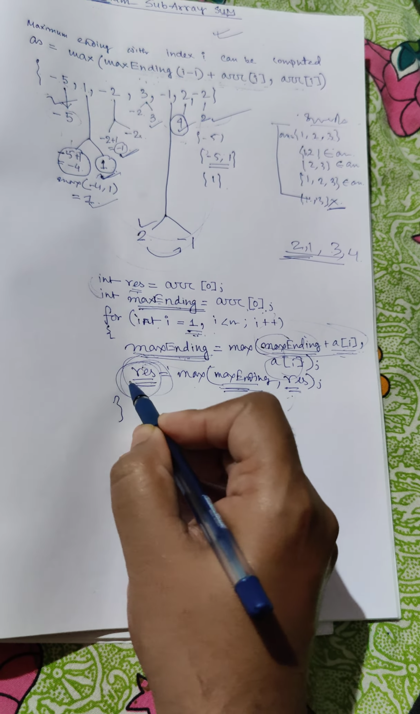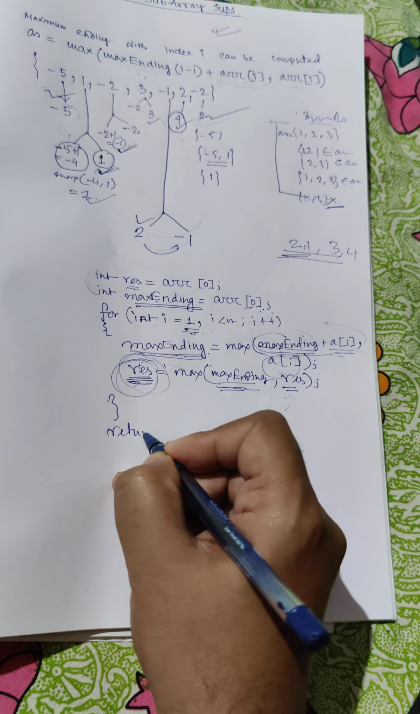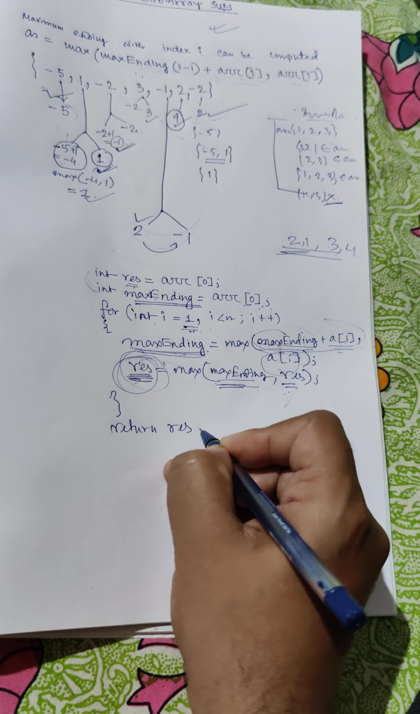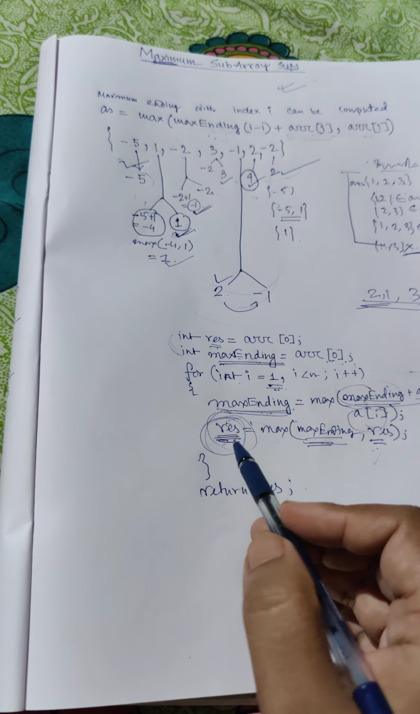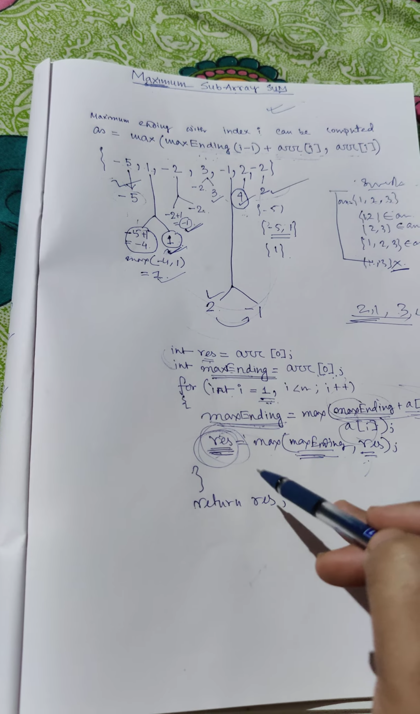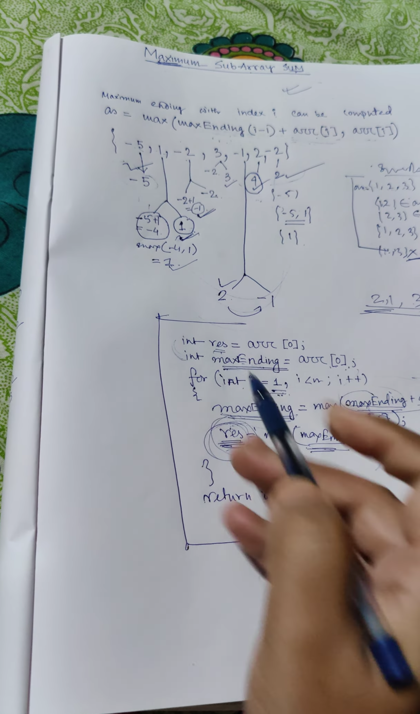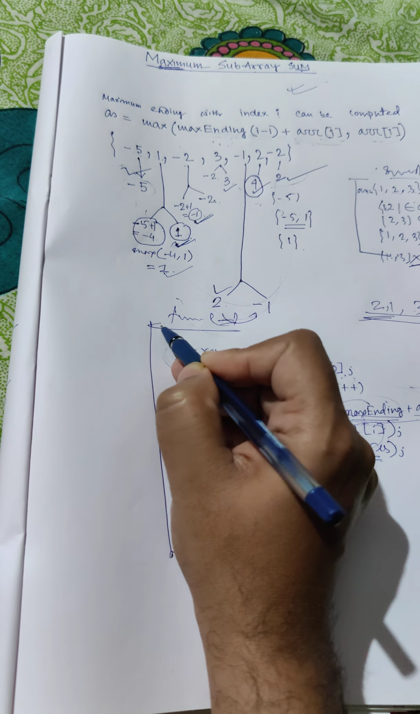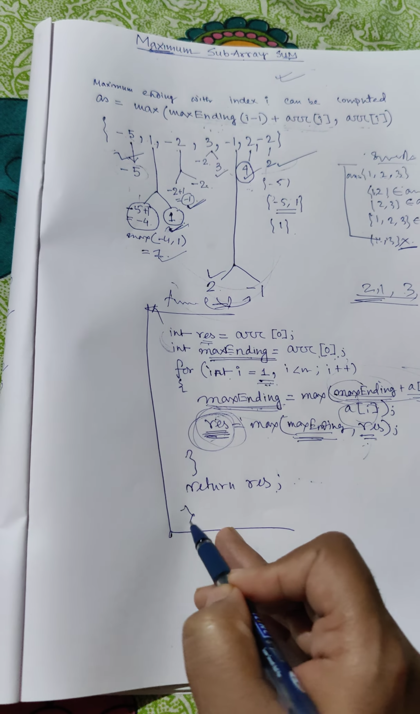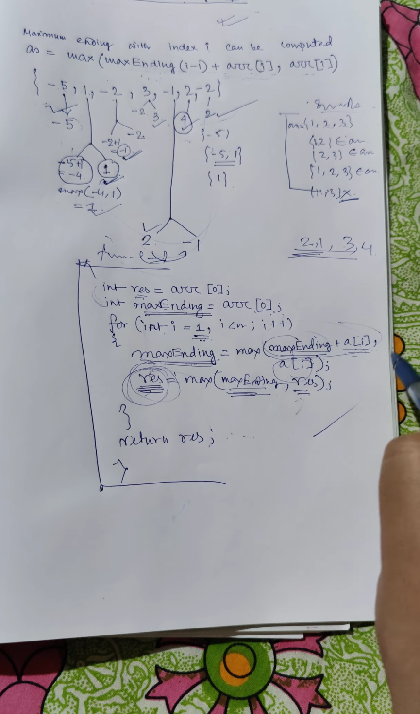So this is going to be our final result and we need to return it. This is the value of the maximum subarray sum. So this is the code or pseudo code. You can write a function name over here and pass the array, and close it over here, but this is the code or algorithm you need to follow.